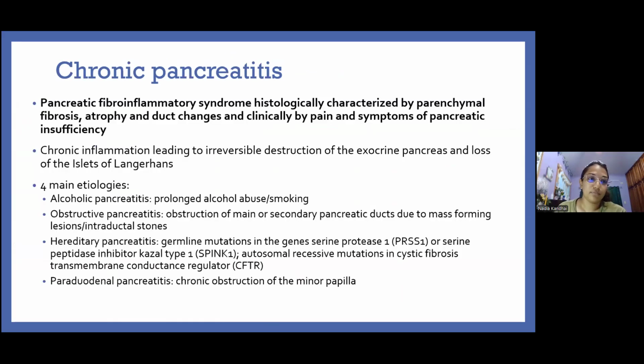Chronic pancreatitis. In this case, there is pancreatic fibroinflammatory syndrome, which is histologically characterized by parenchymal fibrosis, atrophy, and duct changes. Clinically, the patient would have pain and symptoms of pancreatic insufficiency may develop. It's a chronic inflammatory disorder leading to irreversible destruction of the exocrine pancreas, as well as loss of the islets of Langerhans. There are four main etiologies. One is alcoholic pancreatitis, obstructive pancreatitis, hereditary or paraduodenal pancreatitis.